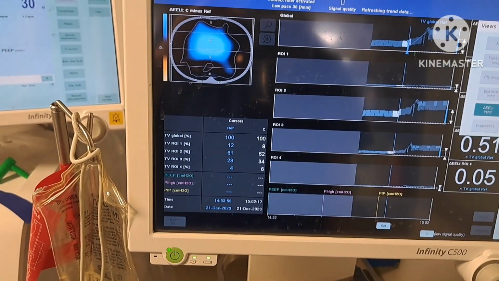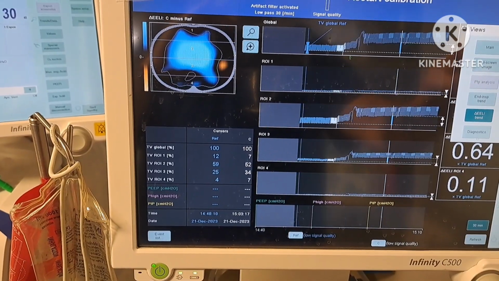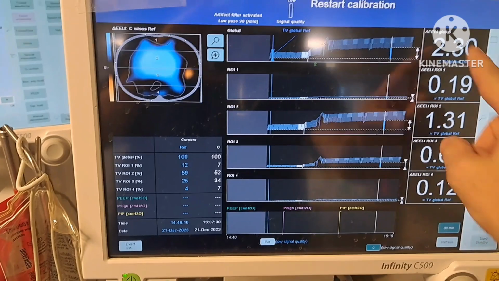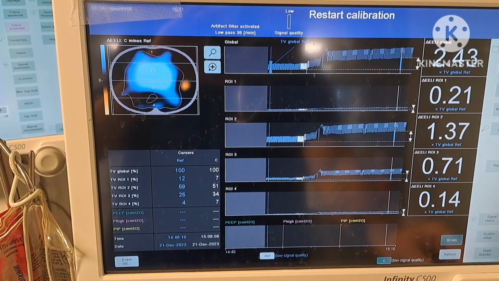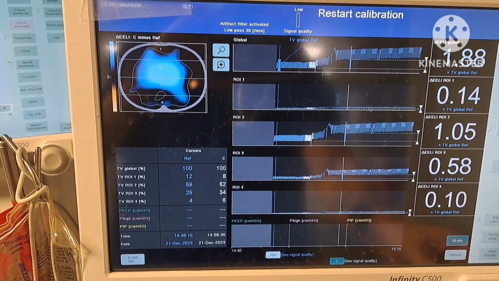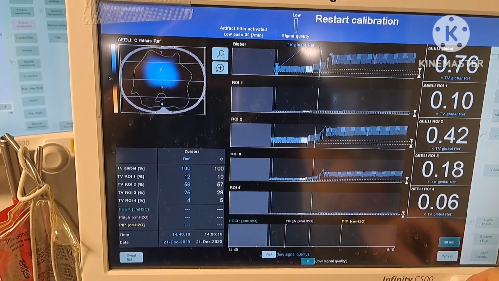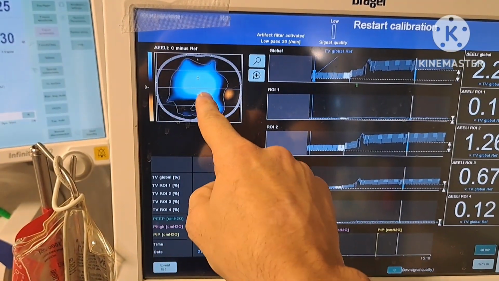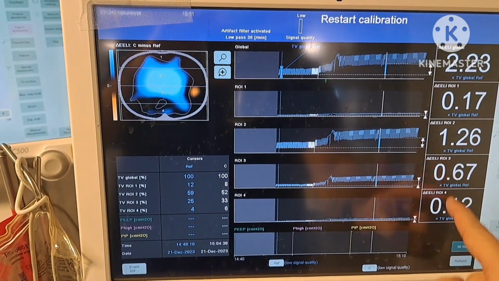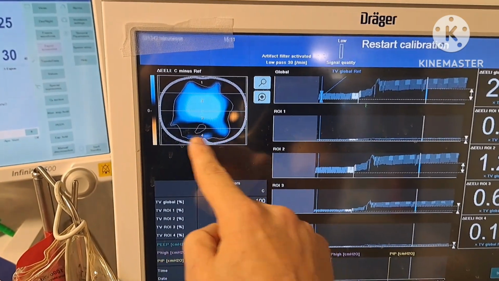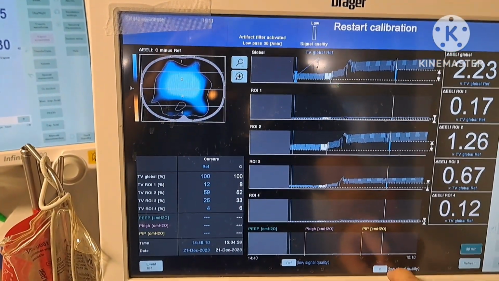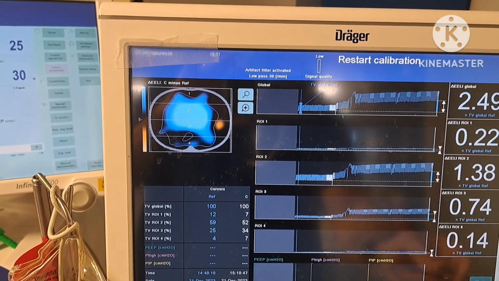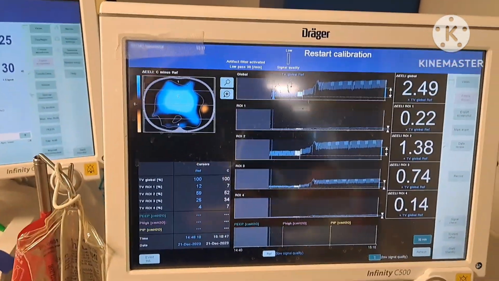We have over here, as these impedance values increase, it means that we're increasing the functional residual capacity, the end expiratory lung volume. And I'm really concentrating on 3 and 4. I want to see a significant amount of increase here because that's where there was no ventilation. So we see that over time, 65 and 11, 74 and 14, we are recruiting.